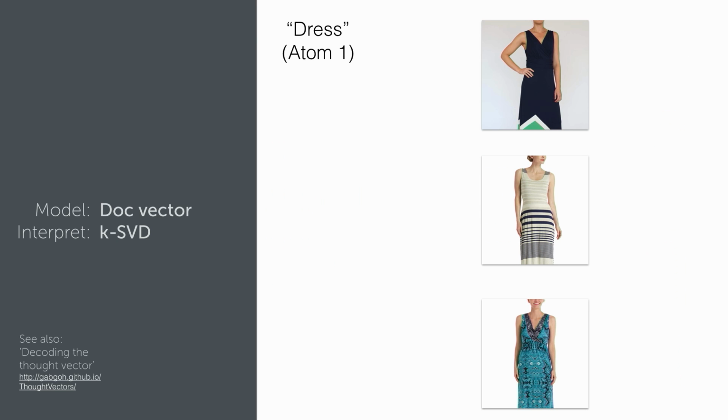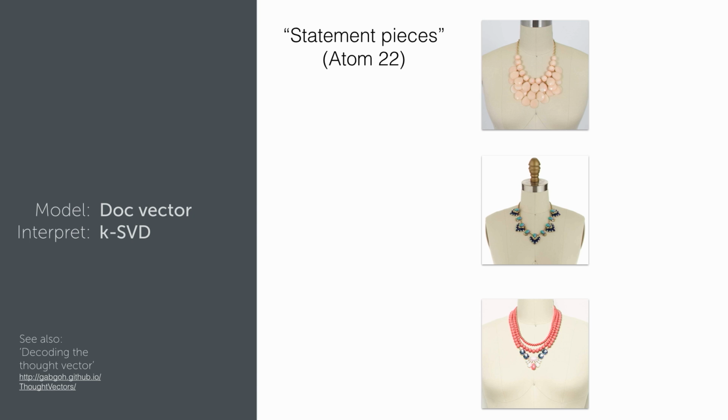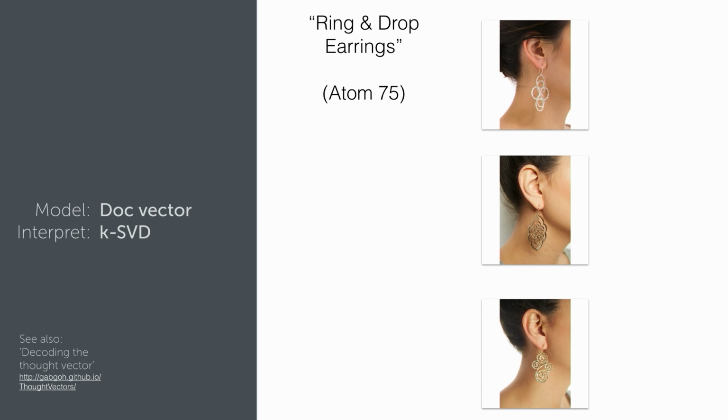Atom 1 is all about dresses. Atom 40 might be sort of this urban and bohemian atom. Atom 22 is about statement pieces. Atom 75 about ring and drop earrings. So to me, this is great because I start discovering a lot of directions that live in that space. And I would highly recommend checking out this blog post, which is on the bottom left-hand side here, of decoding the thought vector. They push this technique into all kinds of sentences techniques, all kinds of other image techniques. Super interesting stuff.